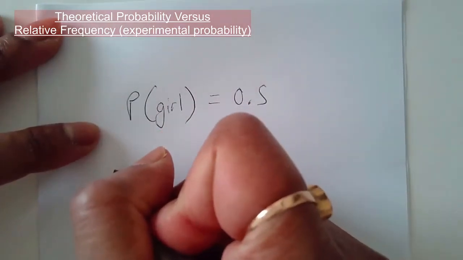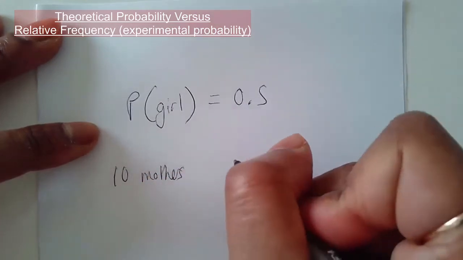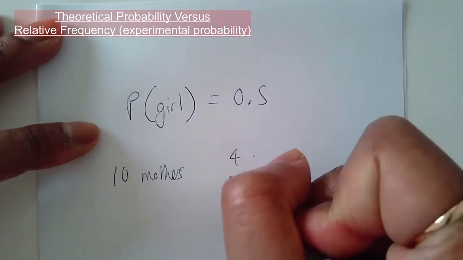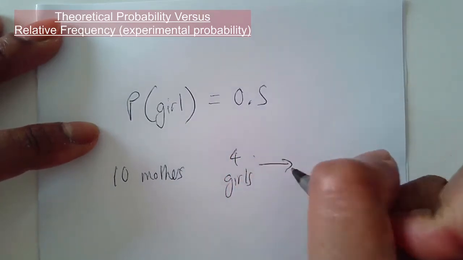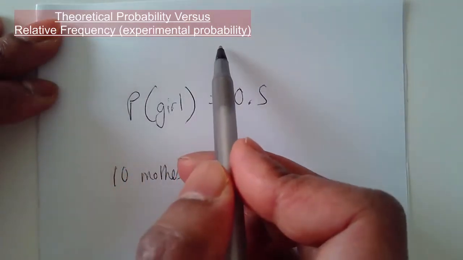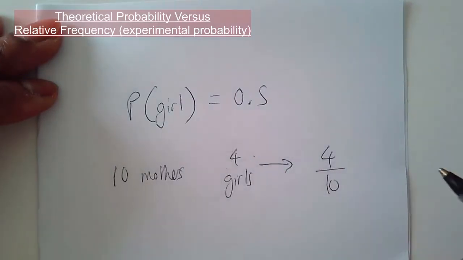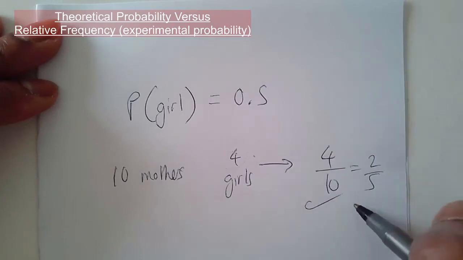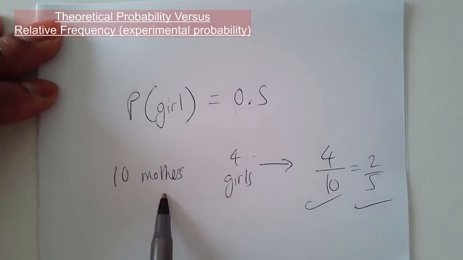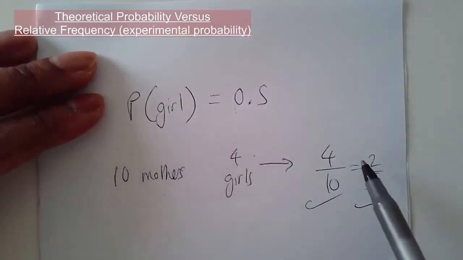Let's say out of 10 mothers, 4 girls are born. So what is the relative frequency? The relative frequency, or experimental probability, is 4 out of 10. If you want to simplify it, 2/5. That's what the theory says: it should be 50-50. But in practice, in this particular experiment, it's 4 out of 10.